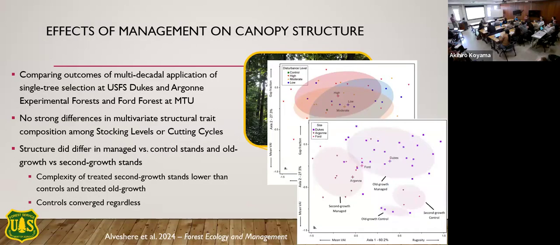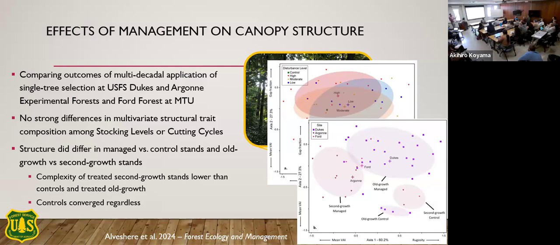But there's two different systems here. There's an old growth forest, like Dukes Experimental Forest was never cut over, and then they started applying single tree selection in it. Argonne Forest was a second growth stand. The Argonne is very different from the Dukes in the single tree selection managed forests and in the old growth controls. But what we found is the treated second growth stands were much lower complexity than the old growth treated stands.